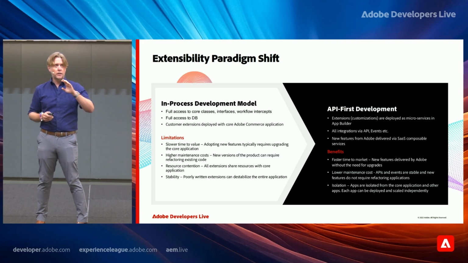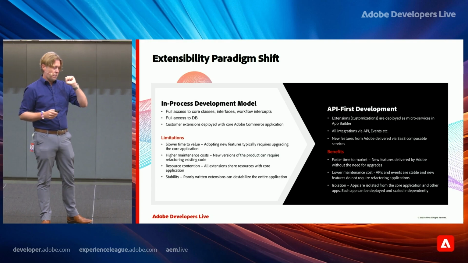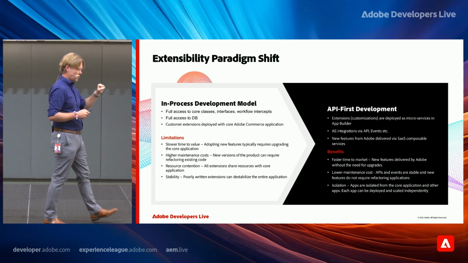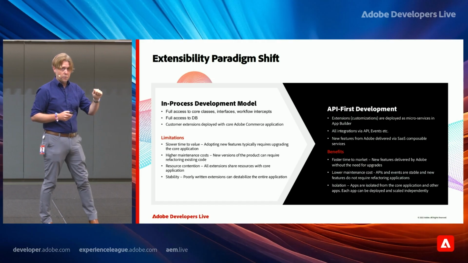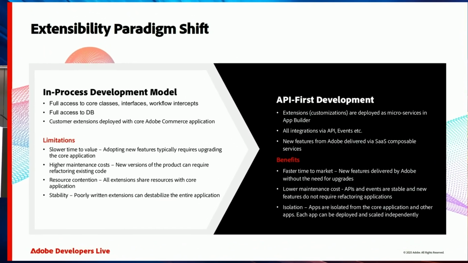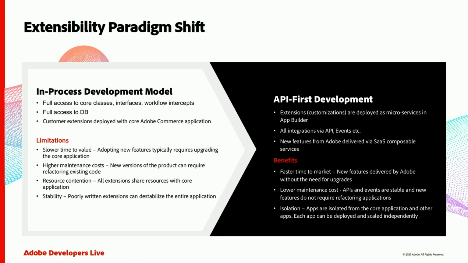So again, historically, all customizations have been done directly in the Commerce core in PHP. This means that during regression testing, you're having issues trying to see what's going on there. You have resource contention between what's going on in the core and what you could actually do out of process. And so with the new API-first model, that changes everything. Any extensions, customizations, again, that's all set out as microservices and applications.